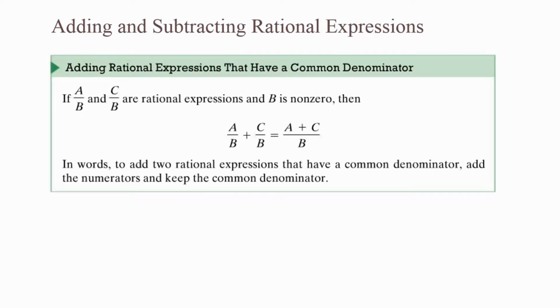Adding and subtracting rational expressions. Adding rational expressions that have a common denominator. If a divided by b and c divided by d are rational expressions and b is non-zero, then a over b plus c over b equals a plus c over b. In words, to add two rational expressions that have a common denominator, add the numerators and keep the common denominator.